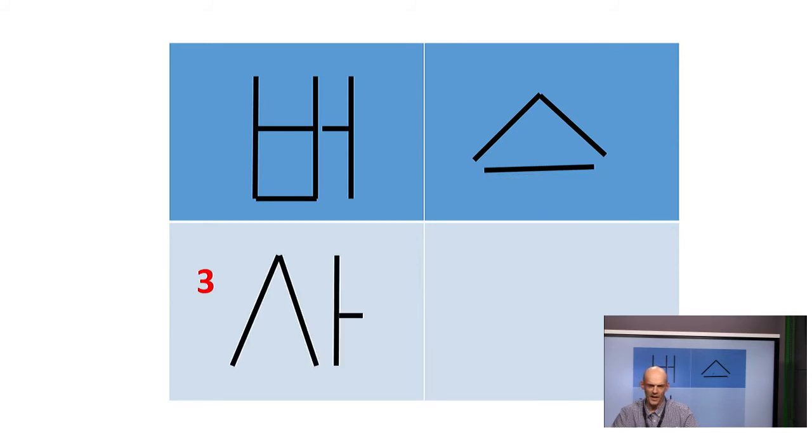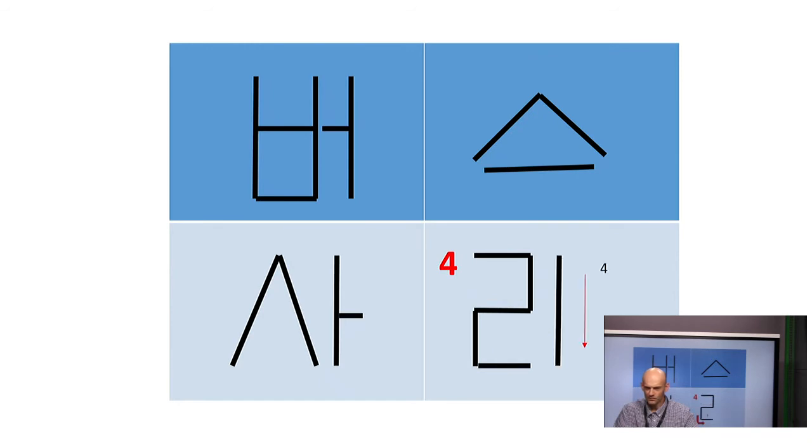Let's move on to Sarah now. Sa. This is the character he'll be writing. 1, 2, 3, 4. Ra. It's all one character, all one stroke. Okay, bus. Sarah.